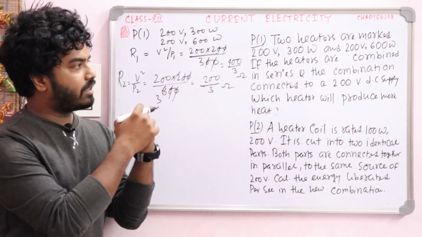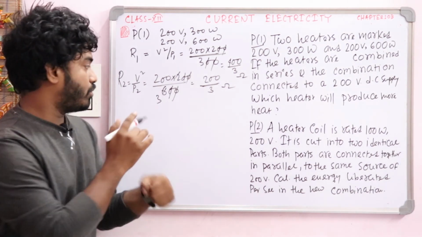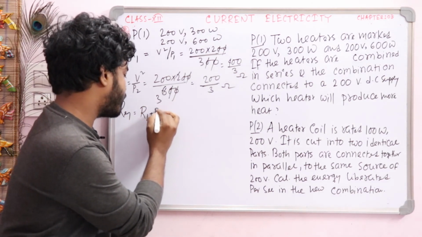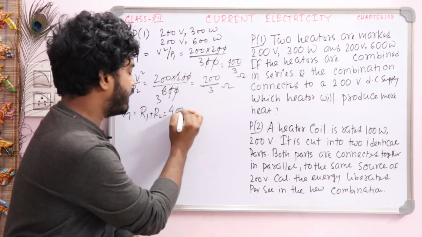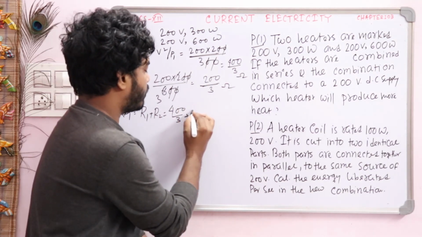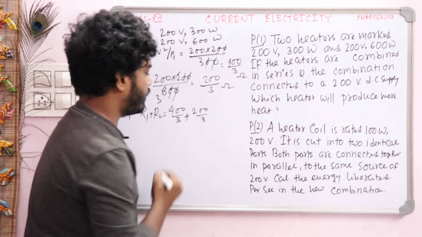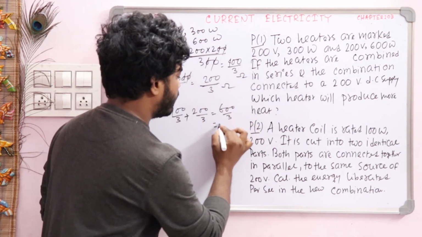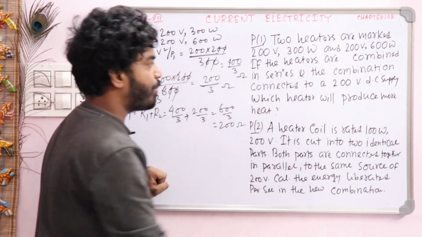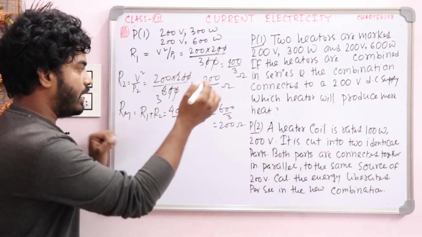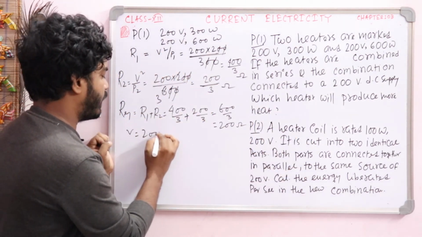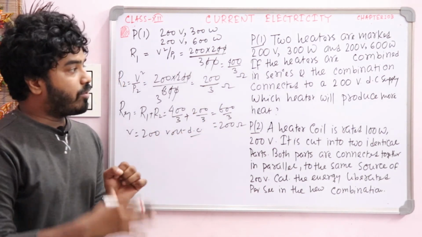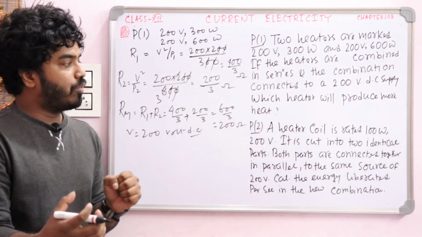Now you see there is a combination in series, so find out the equivalent resistance. So equivalent resistance will be R1 plus R2, that means 400 divided by 3 plus 200 divided by 3. So this one becomes 600 divided by 3, that is 200 ohm. Now they are connected with the supply, that is 200 volt DC supply. You have to find out which heater will produce more heat.